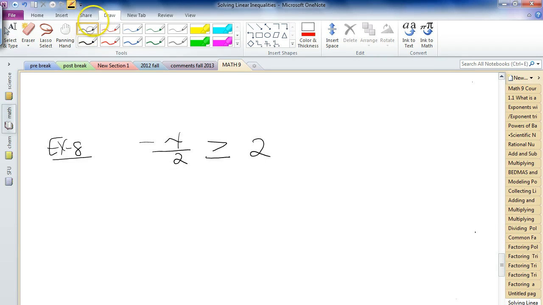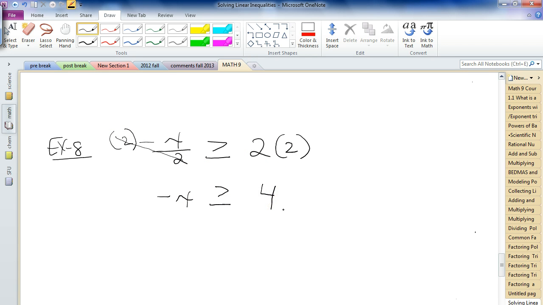This one here, negative x divided by 2, greater than or equal to 2. Well, this x is being bugged by this negative sign and the 2. What I suggest you do is get rid of this. How do you get rid of the divided by 2? You times by 2. You're dividing by 2. The opposite is timesing by 2. So you times this side by 2, times that side by 2. These 2's cancel out. You're left with negative x greater than or equal to 2 times 2, which is 4.